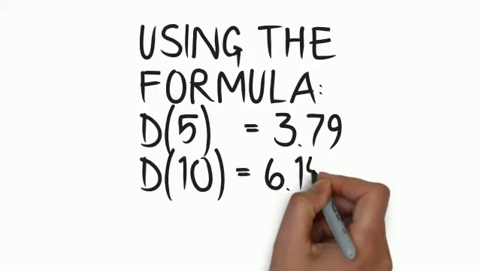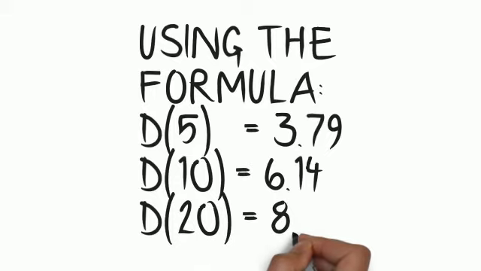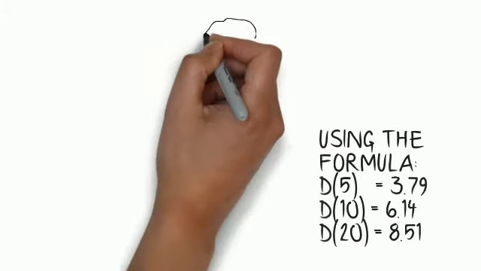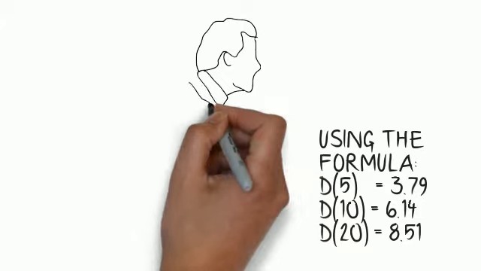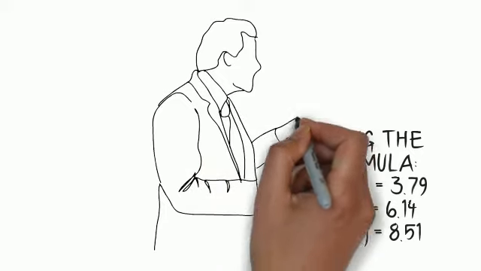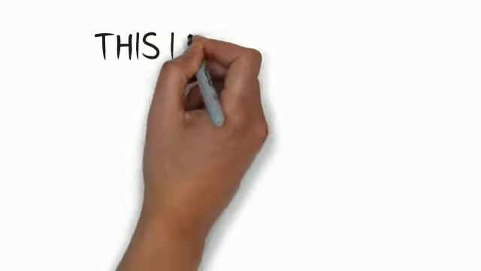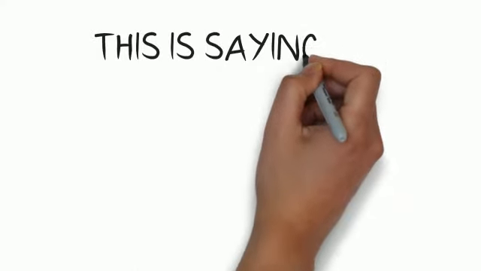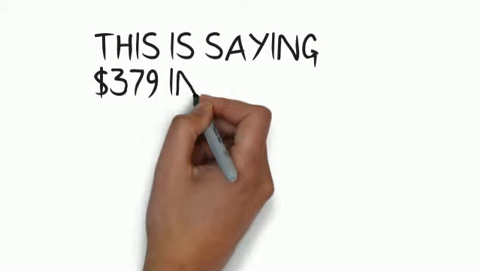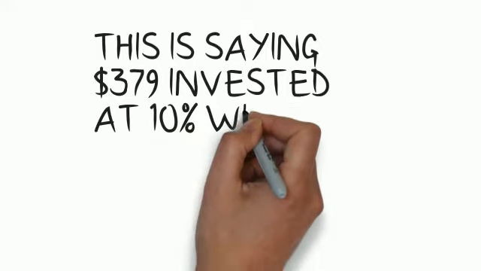D of 10 is equal to $6.14. D of 20 is equal to $8.51. So, coming back and re-evaluating, we can use those results to now engage in conversation. And that conversation is now saying, if I invest $379 at 10%, I can be paid an annuity of $100 for the next 5 years.